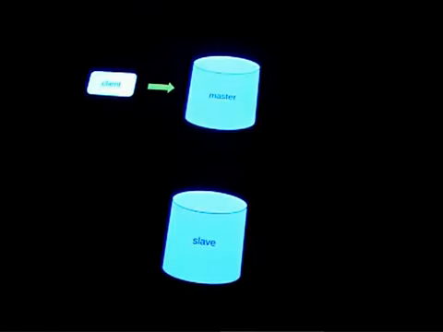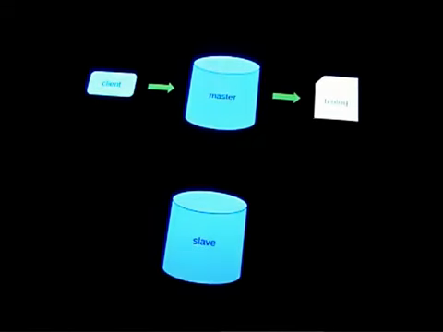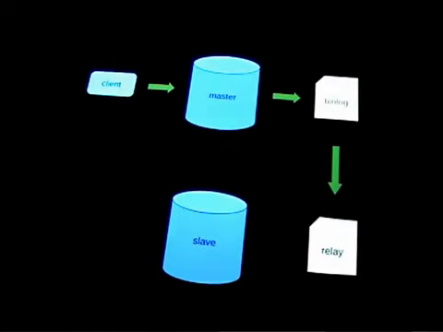A client comes in, connects to the master, does some manipulation, let's say an insert. The insert text, along with the insert query and some metadata, gets written to a thing called the bin log. Now that's just a plain file. The slave connects to the master, reads the bin log and copies it locally to a file called a relay log. That then reads the query text in the relay log and executes the SQL into its own database.